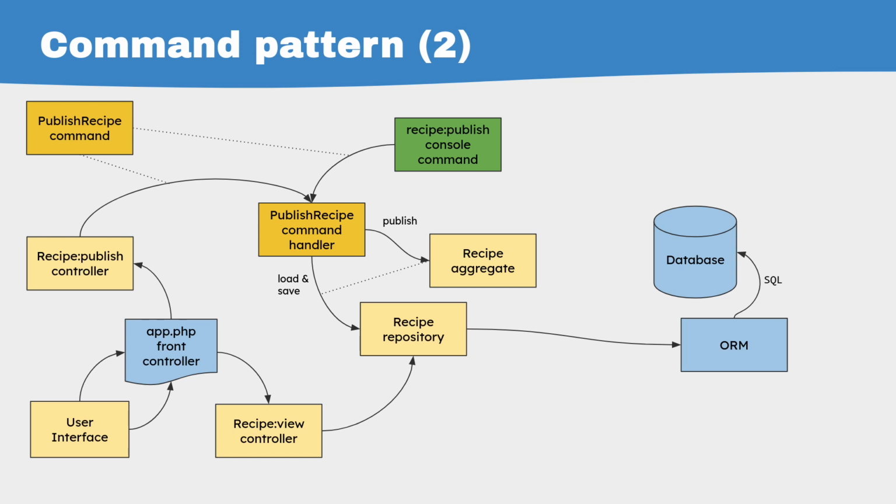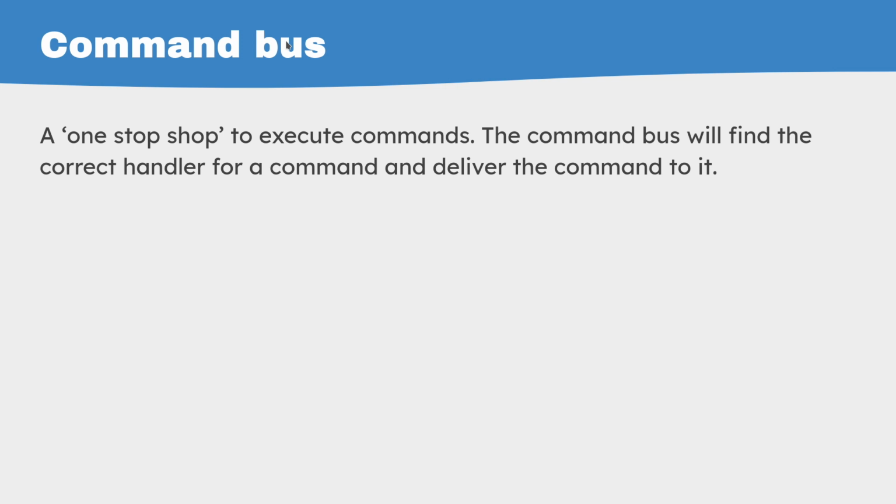Suppose we would like to perform every command in its own database transaction, or we have requirements that force us to log every command executed on the system, or we would want to add locking so no two commands can ever run at the same time. We don't have a single central place where we can add that. And the solution to that is to use a command bus.